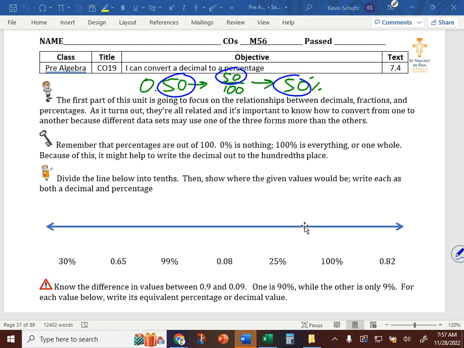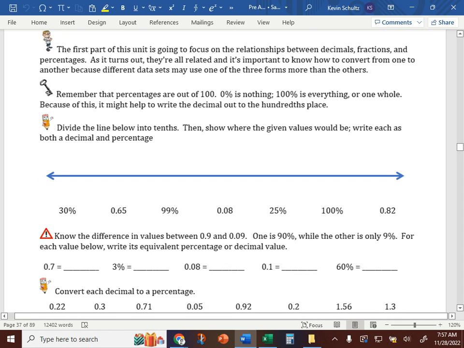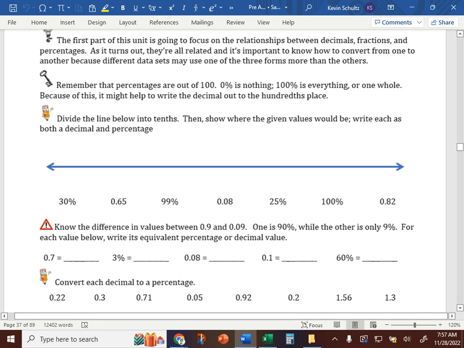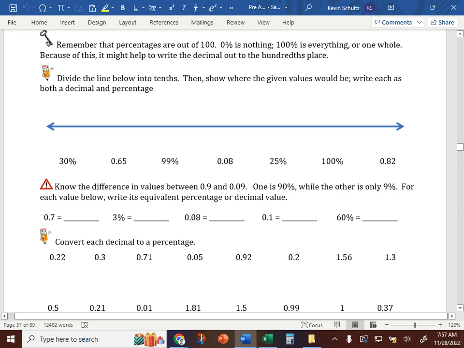And so we're going to focus first on going from the decimal to the percentage. And today might actually be a double objective day, maybe going from percentage to decimal as well. Okay, but anyway, introduction. It says the first part of this is going to focus on relationships between decimals, fractions, and percentages. As it turns out, they're all related. And it's important to know how to convert from one to another because different data sets may use one of the three forms more than the others. Remember that percentages are out of 100. Okay, 0% is nothing. 100% is everything, right?